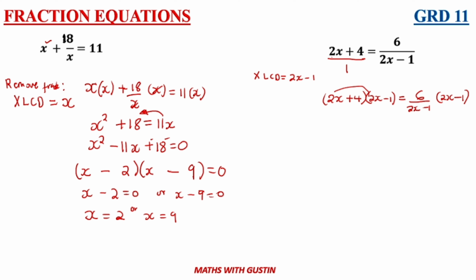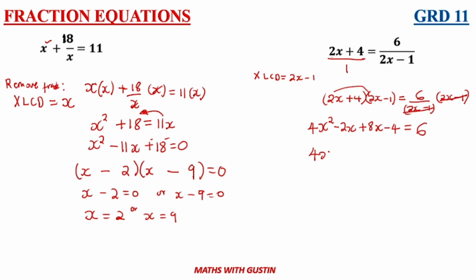We need to remove the brackets: first times first, last times last. You did this in grade 10, guys. If you don't understand, please go check our video on factorization and binomials. 2x times 2x gives us 4x squared, and 2x times negative 1 gives minus 2x. 4 times 2x is plus 8x. Positive 4 times negative 1 is negative 4. On the right side, the 2x minus 1 cancels out, and you're left with 6.